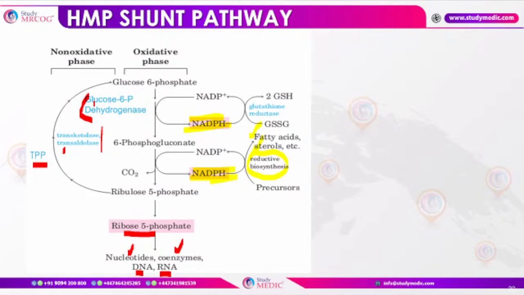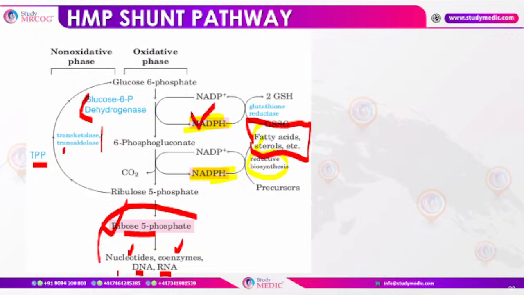So what are the important products of the HMP pathway? One is NADPH and the other is ribose 5-phosphate. We learned about NADPH and why it is required: it is required for fatty acid and steroid formation. Ribose 5-phosphate is required for nucleic acids.